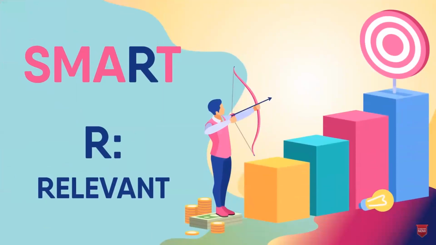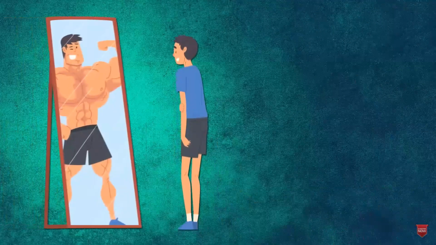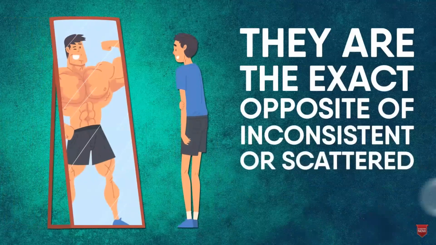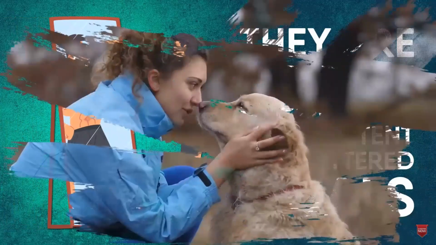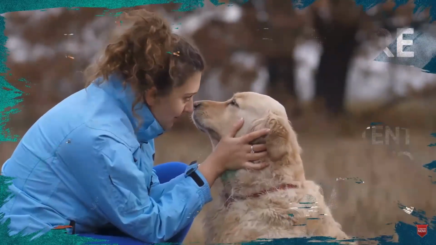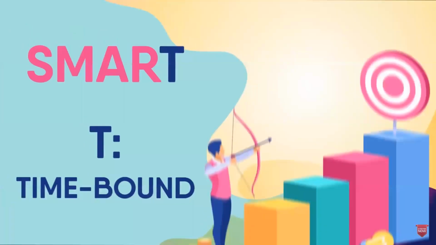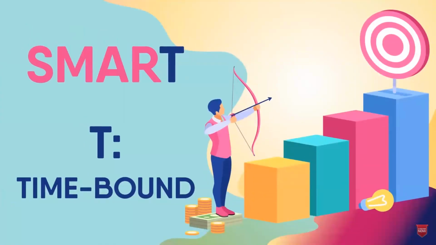R, relevant. Relevant goals focus on what you truly desire. They are the exact opposite of inconsistent or scattered goals. They are in harmony with everything that is important in your life, from success in your career to happiness with the people you love. T, time-bound.